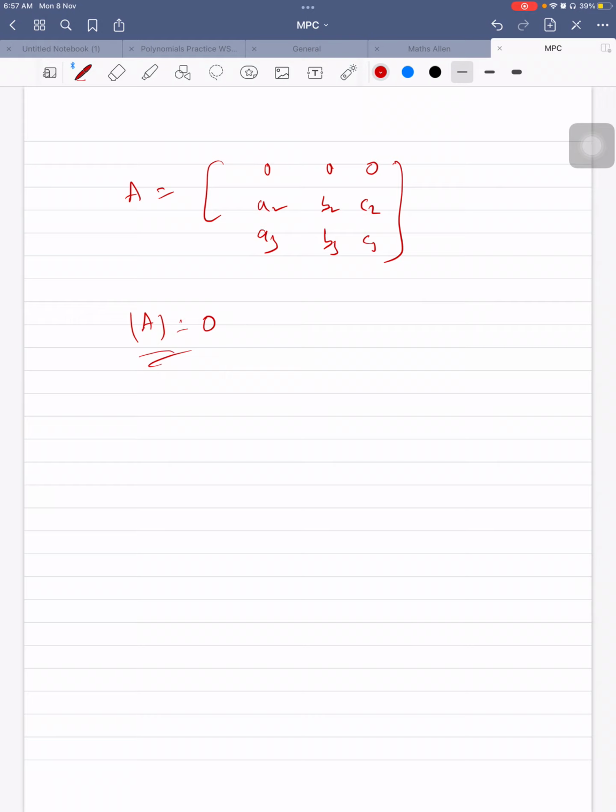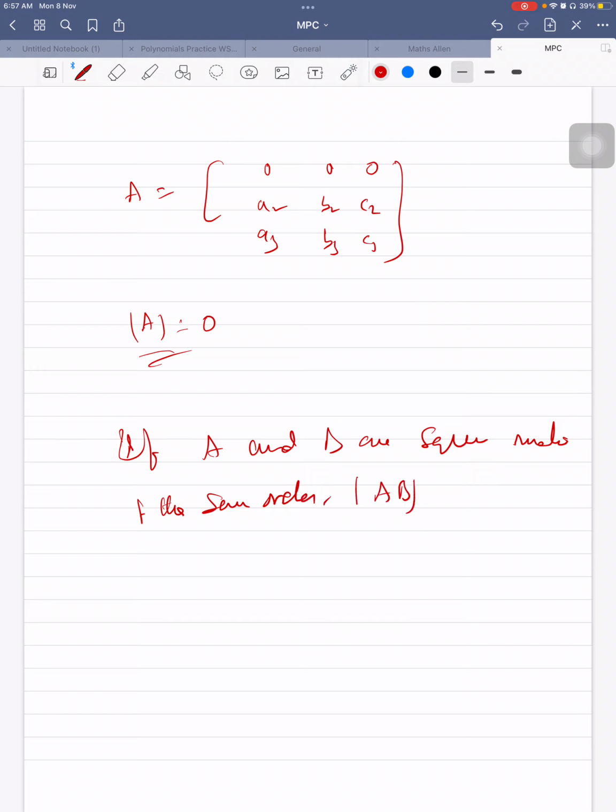Okay, now next property is, if A and B are square matrices of the same order, then determinant of AB equals determinant of A into determinant of B. So this way you can easily find the determinant of any matrix. Now you will see some examples in the next video.